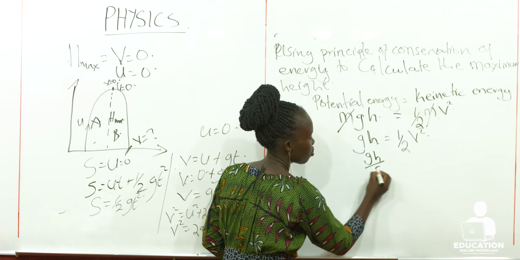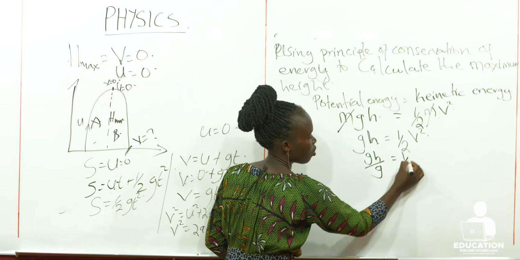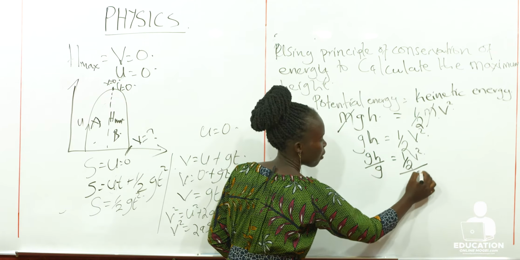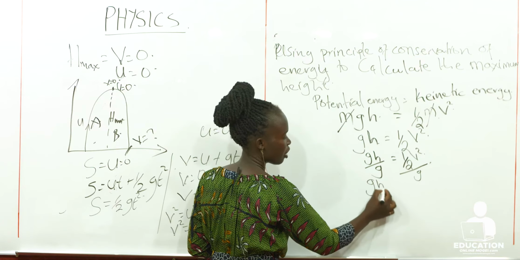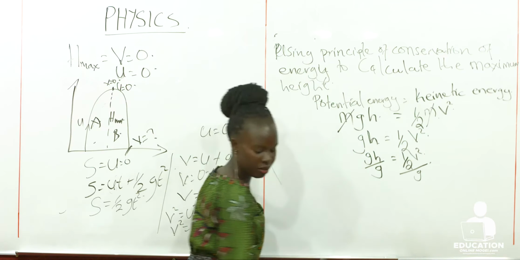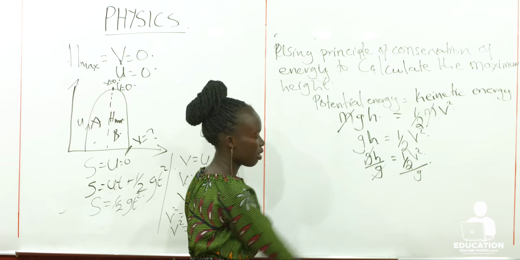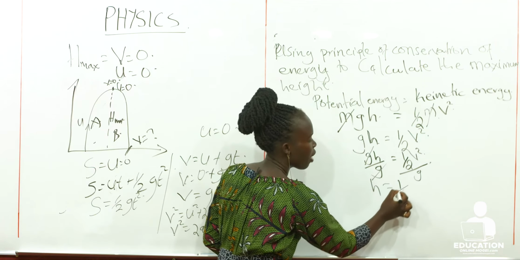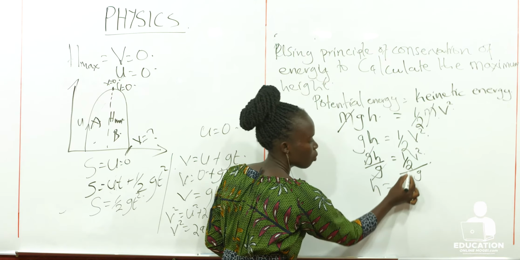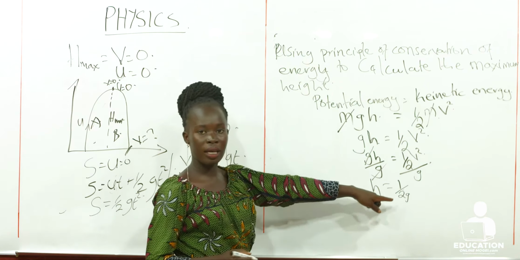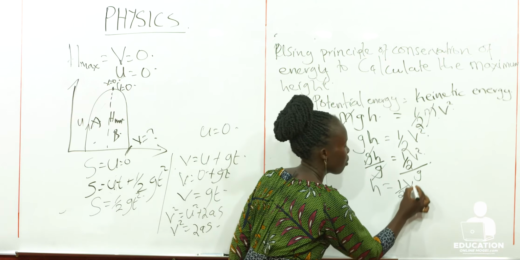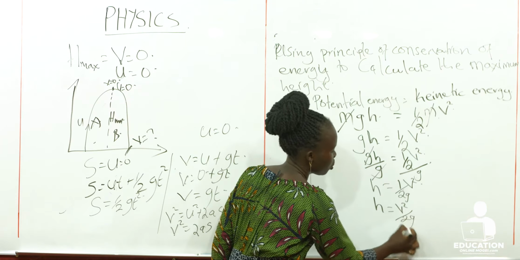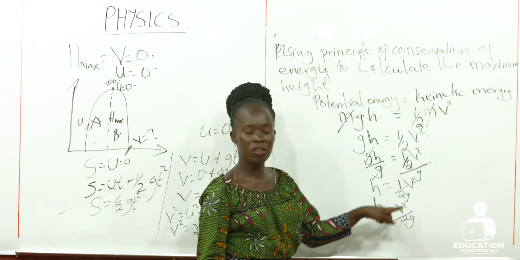Our gh is equal to a half v squared. So we also divide it by g, and we shall have our gh. This g here, let's just eliminate it directly, to be left with h is equal to, instead of a half, 1 over 2g, because we are multiplying our g with that. It does not cancel out, but it multiplies. So we shall have h is equal to v squared over 2g.